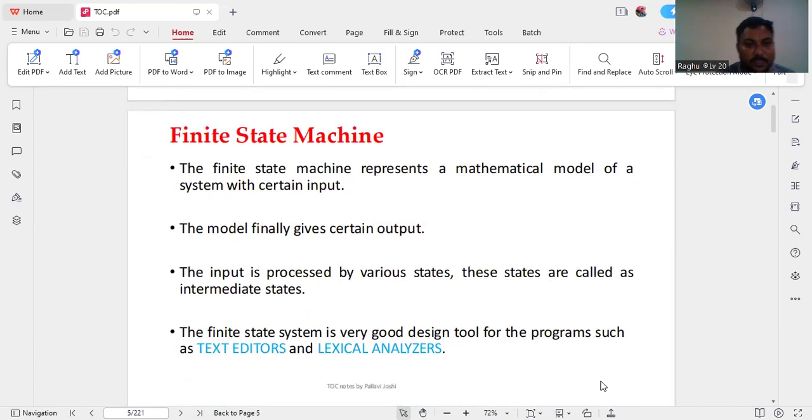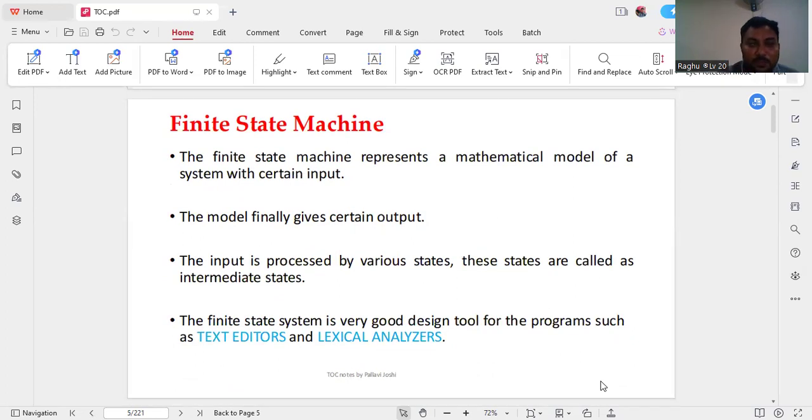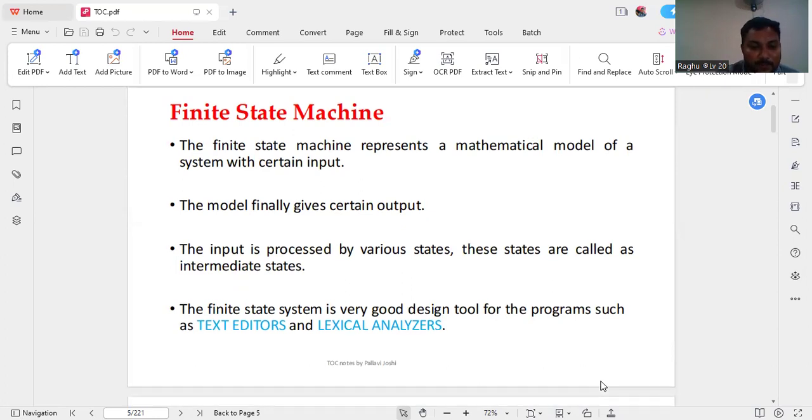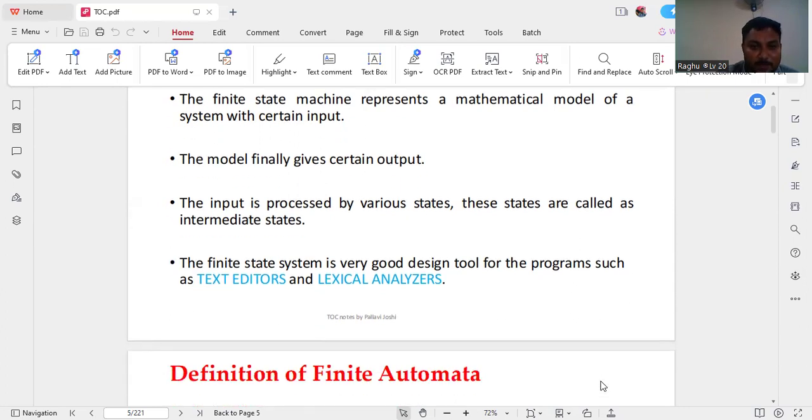Then the finite state machine. The finite state machine is a type 1 machine. So actually, there are four types of machines, right? In that, finite automata is a type 1 machine. A finite state machine represents the mathematical model of a system with a certain input. This model finally gives a certain output. The input is processed by various states. These states are called intermediate states. The finite state system is a very good design tool for programs such as text editors and lexical analyzers.